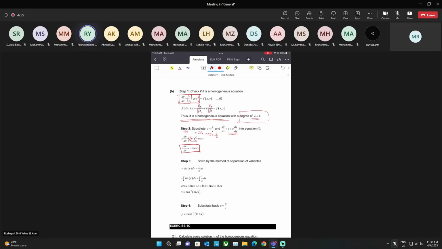We go to step number 3. Solve by the method of separation of variables. The first thing you need to do is separate. How can we get the negative sign? Sin theta equal to 1 over cosecant theta.